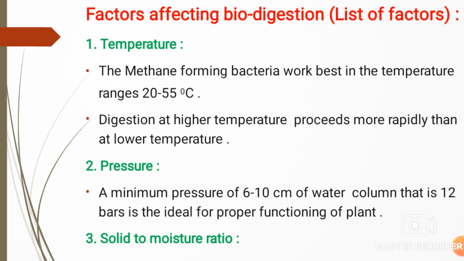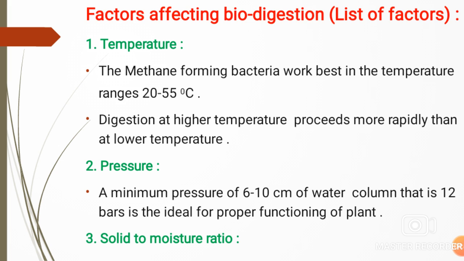The second parameter is the pressure. A minimum pressure of 6 to 10 centimeters of water column, that is 12 bars, is ideal for proper functioning of the plant. That means the pressure range between 6 to 10 centimeters of water column, or simply 12 bars, is the ideal pressure for good operation, that is, proper functioning of the plant. So this is the pressure parameter which affects biodigestion. If it is improper, then it affects the biodigestion process.